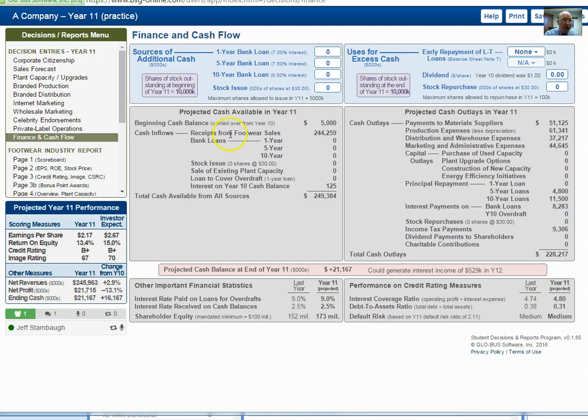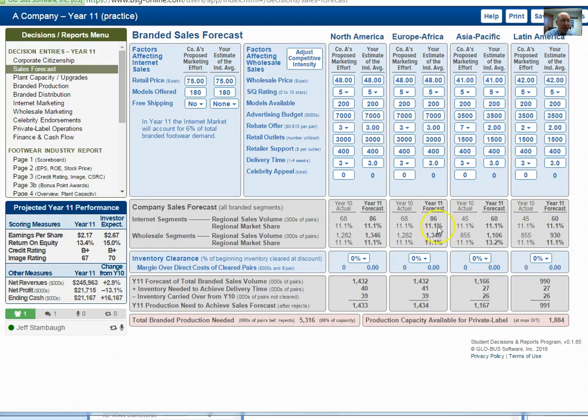So now that I've made all my decisions, I would tend to look down at this box and go, am I happy with that? I'm not very happy with that. See, I'm well under the investor expectation. And given that this is round 11 and I don't know what the industry is going to do, something's not right here. So this is where I would tend to cycle back, going, okay, what have I got going on here?